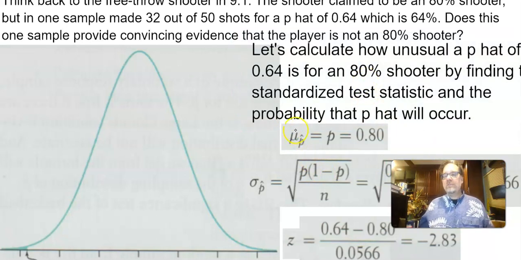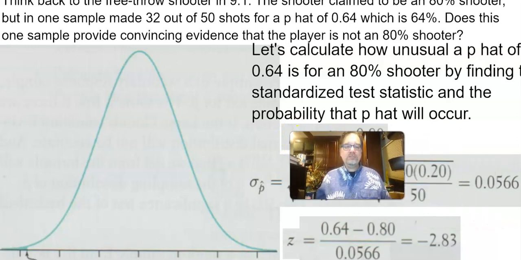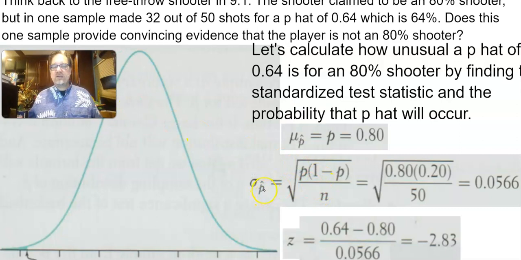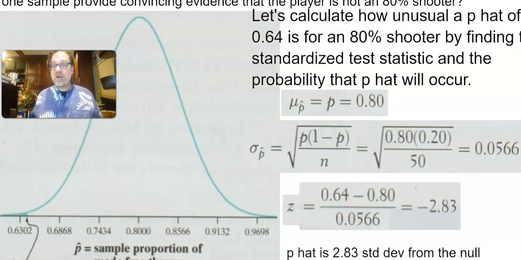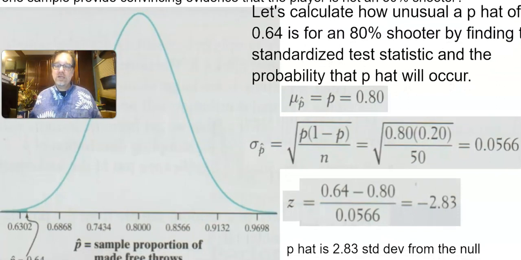Remember, the mean of our p-hat is going to equal p, which in this case is 0.80. Then we find our standard deviation for p-hat, which is p times 1 minus p divided by n, take the square root of all of that. We get 0.566 for a z-score of negative 2.83. So this means p-hat is 2.83 standard deviations from the null hypothesis of 0.8. And is that unusual? Oh yeah, 2.83 standard deviations away from what I expect is very unusual.